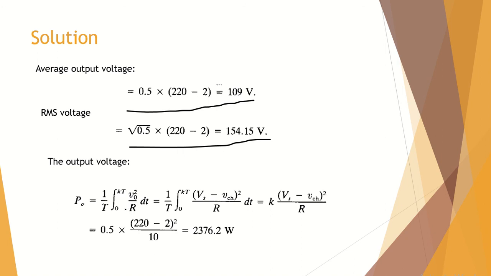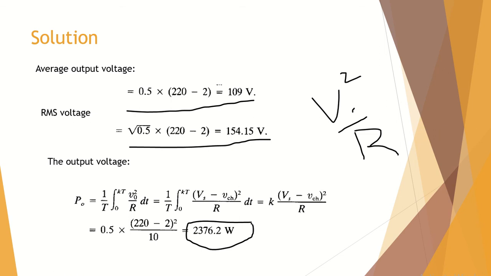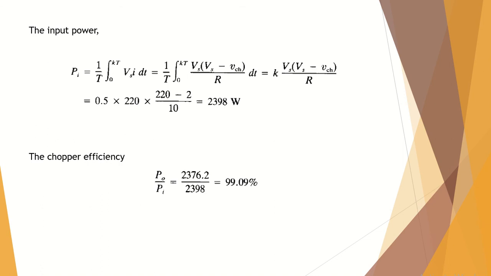1 by T, integral from 0 to KT. This is the formula you already know. V square by R, we have used this formula. So V naught square by R. What is V naught? V naught is input minus voltage drop across the switch. So simple integrating, putting the duty cycle, we get the output power 2376.2 watt.